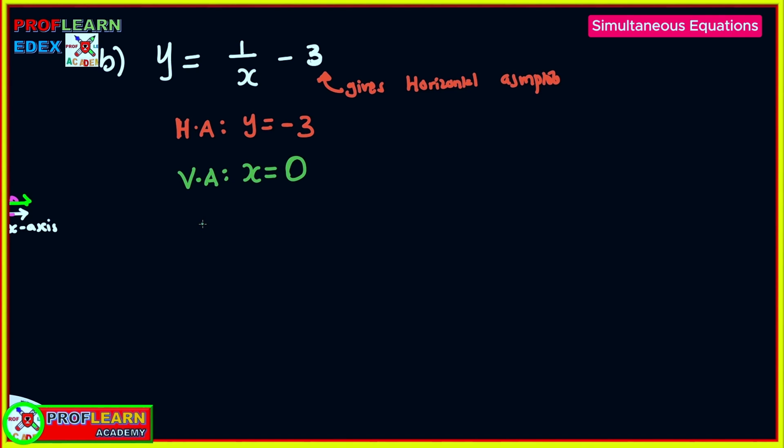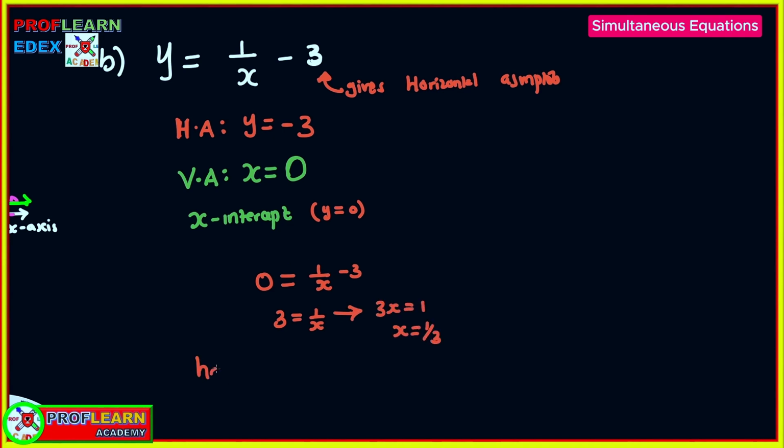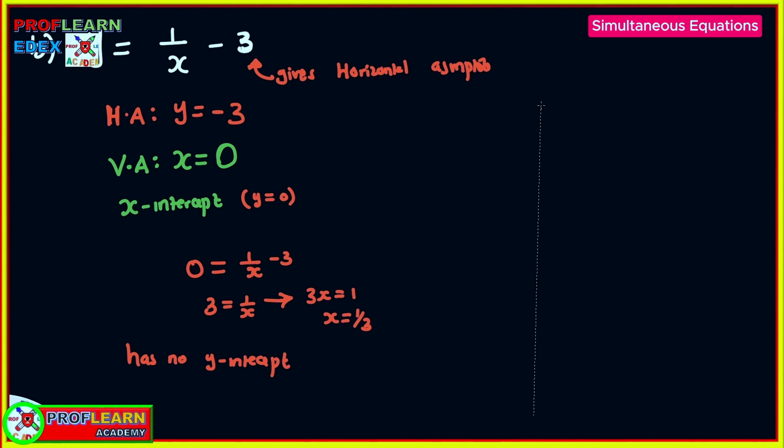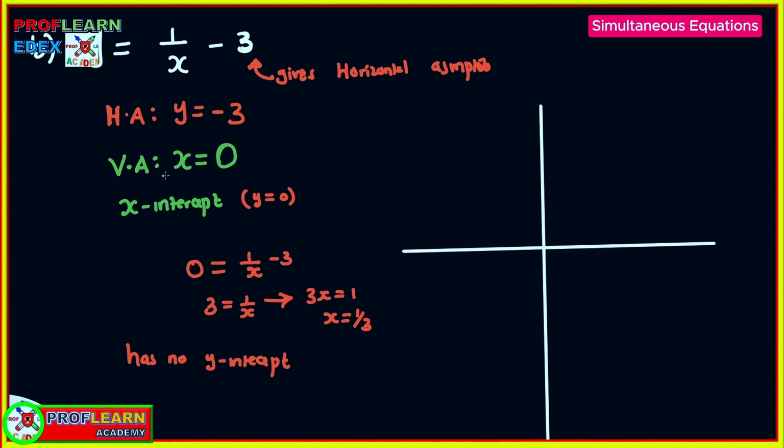Let's check. Do we have the y-intercept? Do we have the x-intercept? We don't have the y-intercept. What we have in this case is the x-intercept. Therefore, for the x-intercept, y equals 0. Then we substitute what we have, and we get the x-intercept at x equals 1 over 3. So it has no y-intercept because the y-axis is acting as an asymptote. Sketching this graph, we are going to get this. Let's identify the vertical asymptote, which is this one. We have the horizontal asymptote.